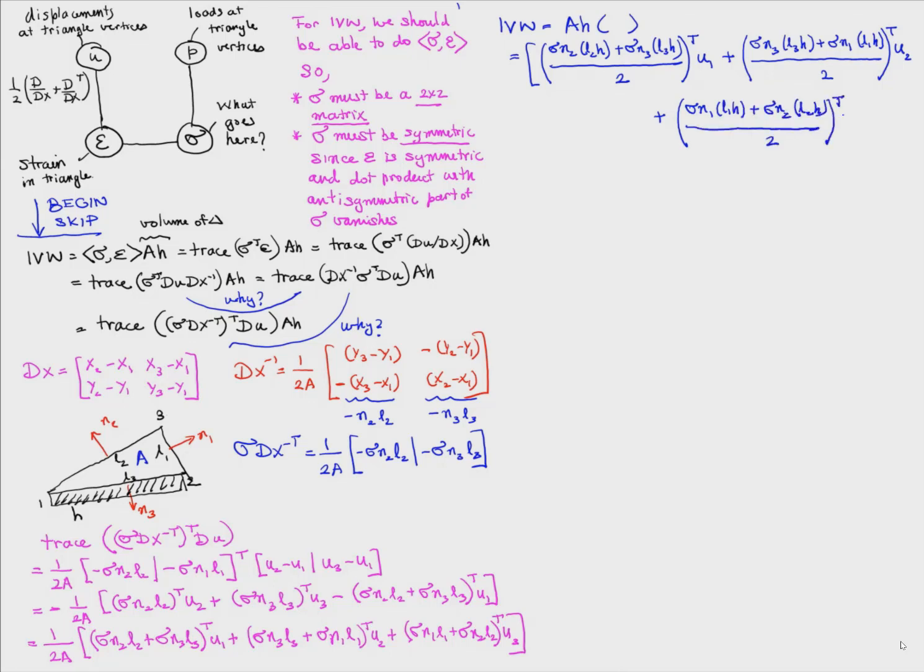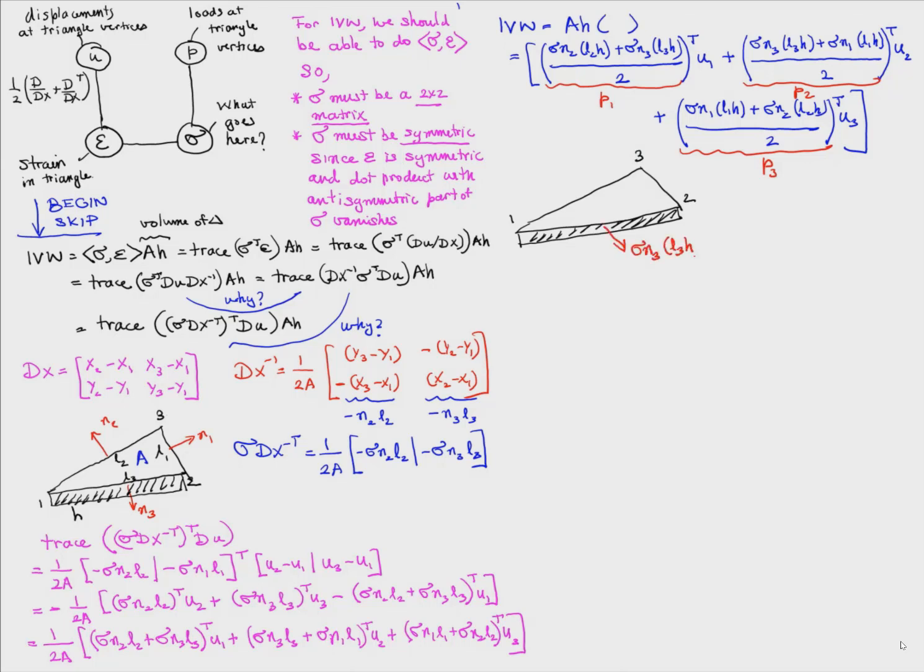Now, internal work must be equal to external work, which means these somethings are nothing but the loads at the vertices P1, P2, and P3. So if you look at the triangle and look at P1, P2, P3, we see that sigma times N3 must be the force per unit area on this edge of the triangle. And this leads us to our deduction.